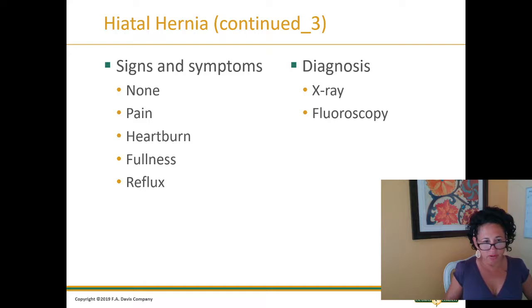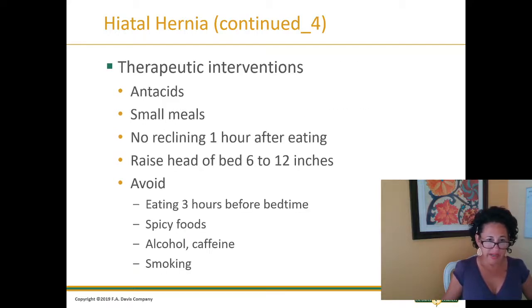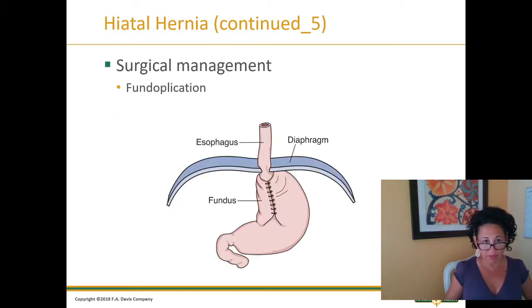Usually, you don't have signs and symptoms, but there can be pain, heartburn, fullness, reflux, or any combination of those. That's how they diagnose it, with the x-ray or fluoroscopy. What do we give? Antacids, small, frequent meals, no reclining for 1 hour after eating, raise your head. They often feel more comfortable sleeping in a recliner chair. They can't lay all the way down flat. It feels almost like you're having a heart attack because it can be burning so much. You want to avoid spicy foods, alcohol, caffeine, smoking, all irritants. Eating 3 hours before bedtime is preferable.